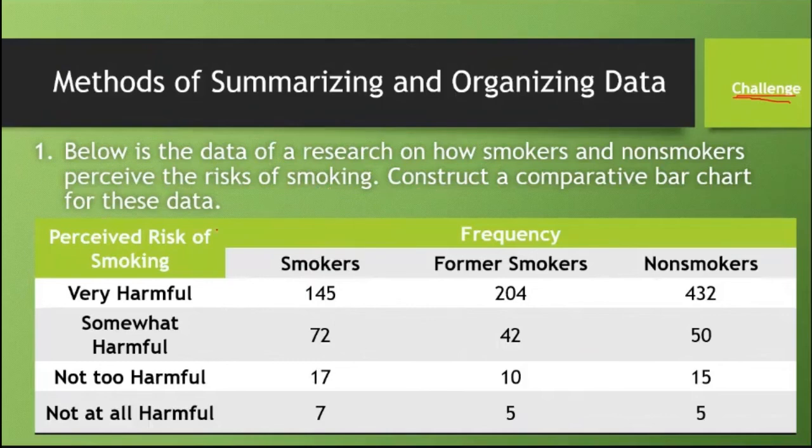So you have here the different perceived risks of smoking: very harmful, somewhat harmful, not too harmful, not at all harmful. Now, the different types have their own perception. For smokers, they perceive smoking as very harmful. So there are a lot of smokers who perceive smoking as very harmful, but they still smoke. You have these data here. Again, this is your challenge.